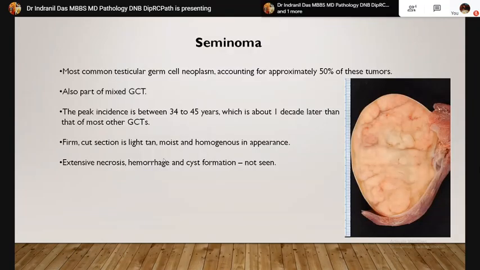First, we will discuss seminoma, the most common germ cell tumor. They may also be present as a part of mixed germ cell tumor. The peak age incidence is between 34 and 45 years. The cut section is light tan, moist, and homogeneous in appearance. Extensive necrosis, hemorrhage, and cyst formation are not found. If grossly there is presence of necrosis, hemorrhage, and cyst formation, the alternative possibility of embryonal carcinoma should be kept in mind.